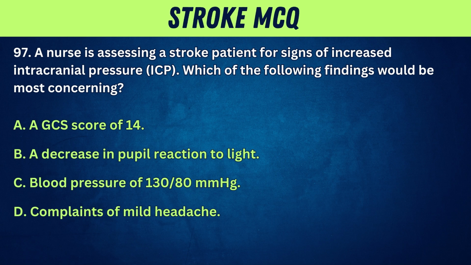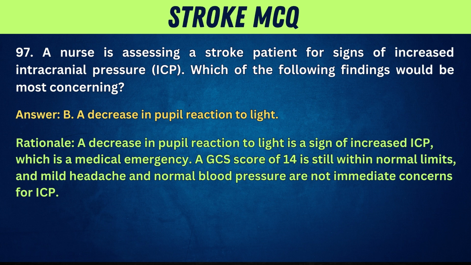A. A GCS score of 14. B. A decrease in pupil reaction to light. C. Blood pressure of 130/80 mmHg. D. Complaints of mild headache. Answer. B. A decrease in pupil reaction to light.